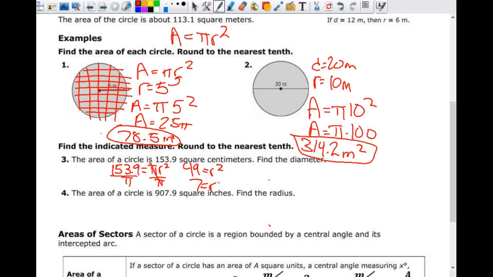Is that the answer? No. We're trying to find the diameter. We have the radius, so how do we get the diameter from the radius? Times 2. 14 is equal to the diameter. And it's 14 centimeters. And that is the answer.